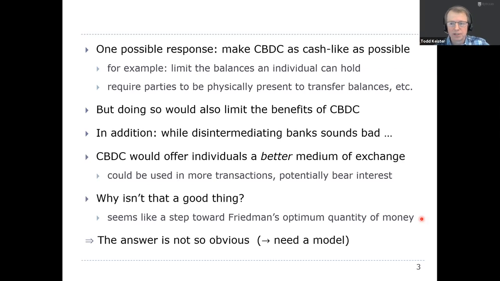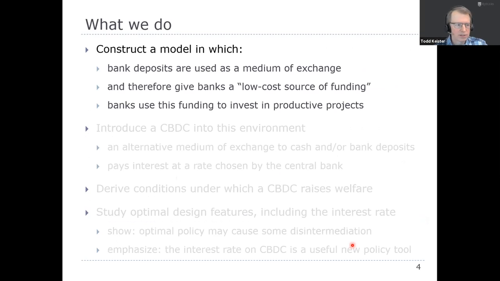So the answer to the question of, is this disintermediation concern a problem, and should central banks issue digital currency? The answers to those questions, I just want to argue, are not so obvious. We need a model to sort those out. And that's what we try and do in this paper. So what we're going to do is construct a model in which bank deposits are used as a medium of exchange. And because they can be used as a medium of exchange, under some circumstances at least, they provide banks with a low-cost source of funding, in a sense we'll make precise in the model. And then banks are using this funding to invest in productive projects.